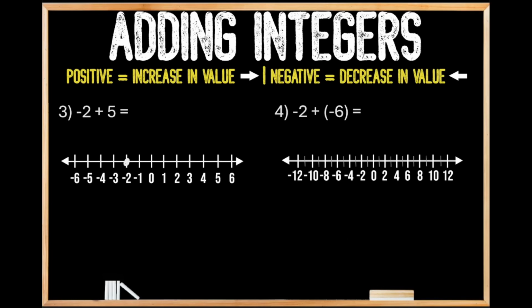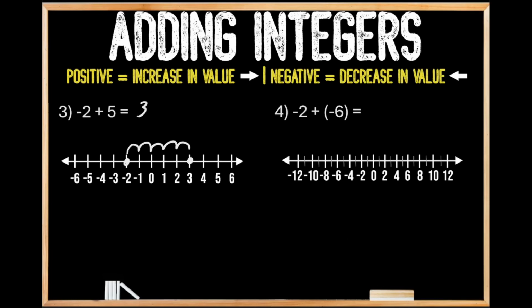So first we find our -2, and then since we're adding a positive integer, we're increasing in value, we're going to move 5 spots to the right. So we have 2, 3, 4, and 5, which gives us a +3. So when we add 5 onto -2, we get 3.